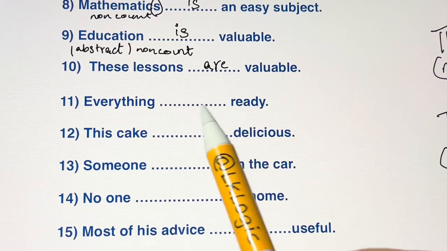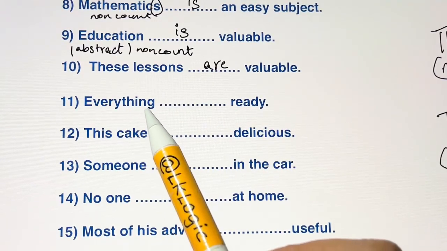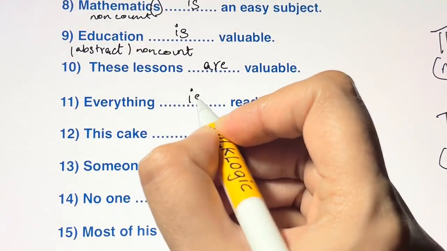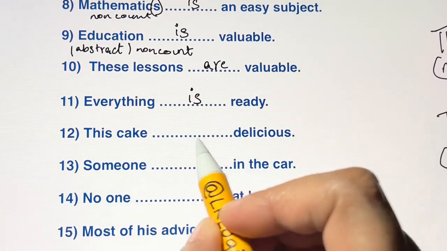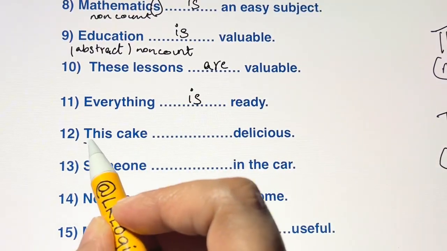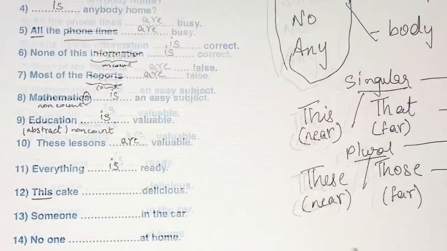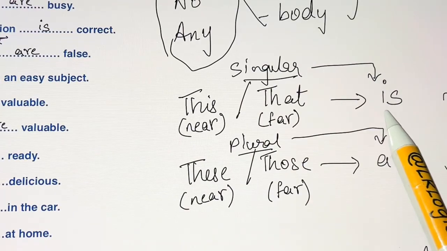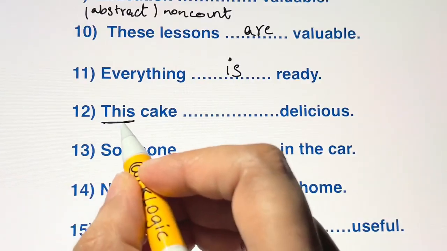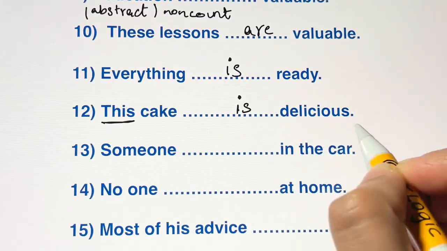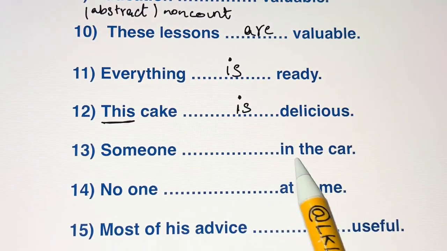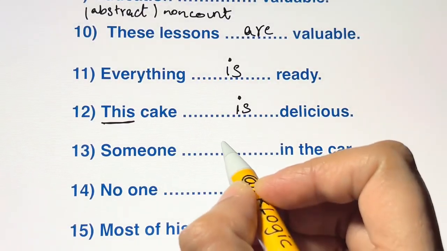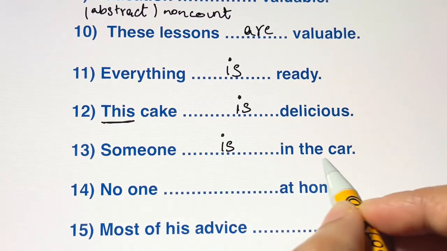Everything blank ready. Now as I told you, everyone, everything, everybody, they are all singular subjects. So singular subjects take singular verb is. Everything is ready. This cake blank delicious. Now I told you about this. What did I tell you? This or that are singular subjects which take is as a singular verb. So this cake is delicious. Someone blank in the car. Someone, something, somebody. All these are singular subjects, so they take singular verb is. Someone is in the car.